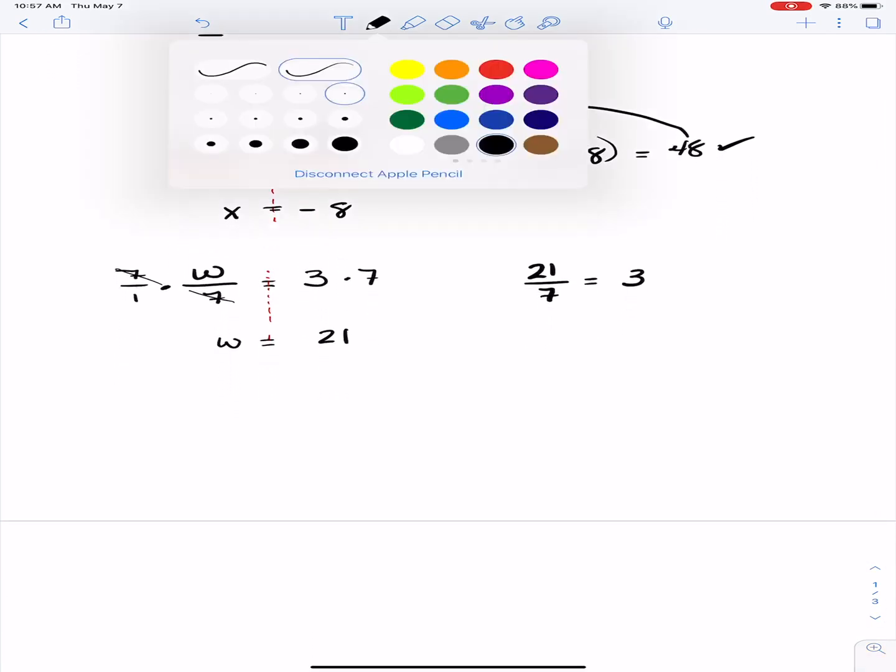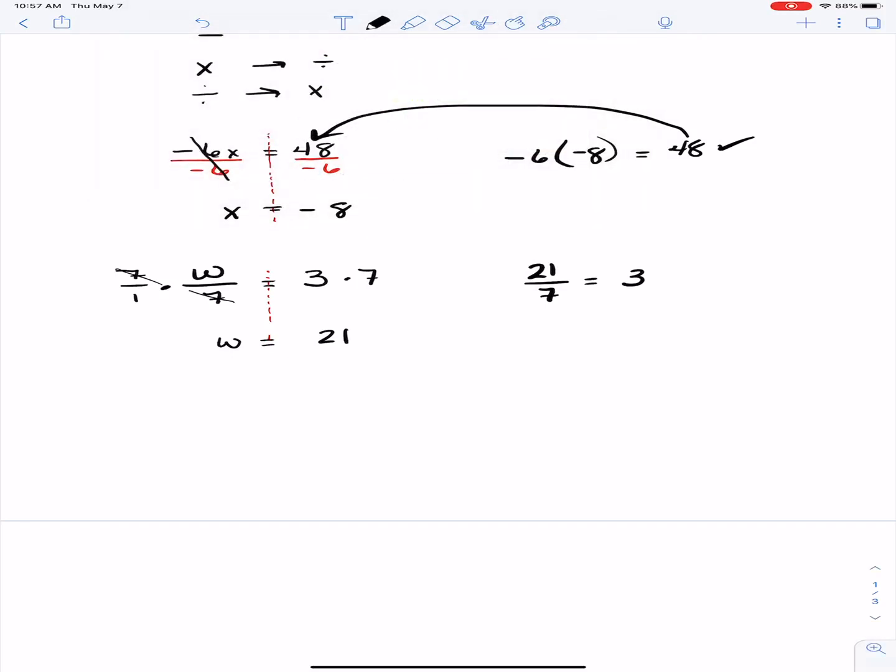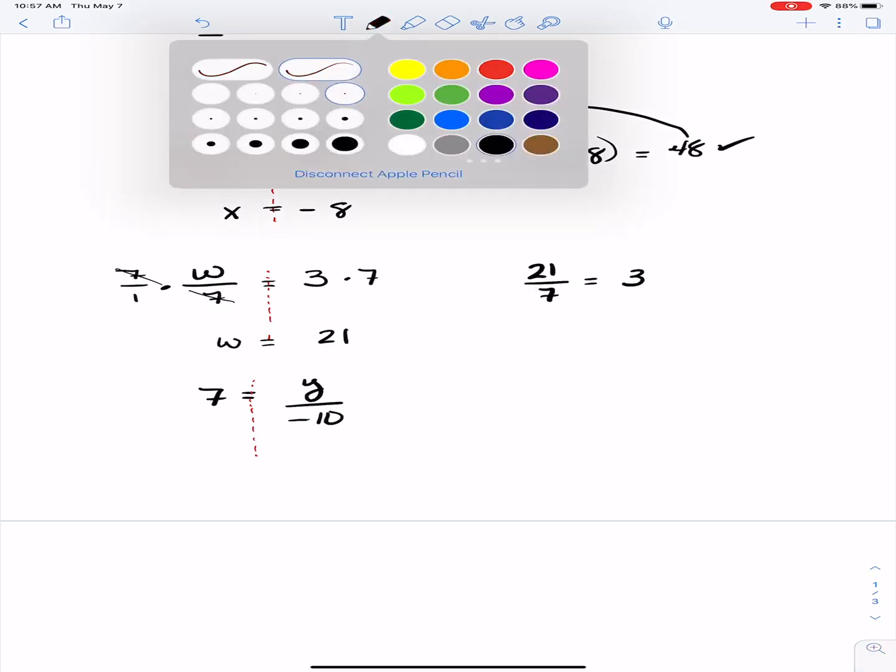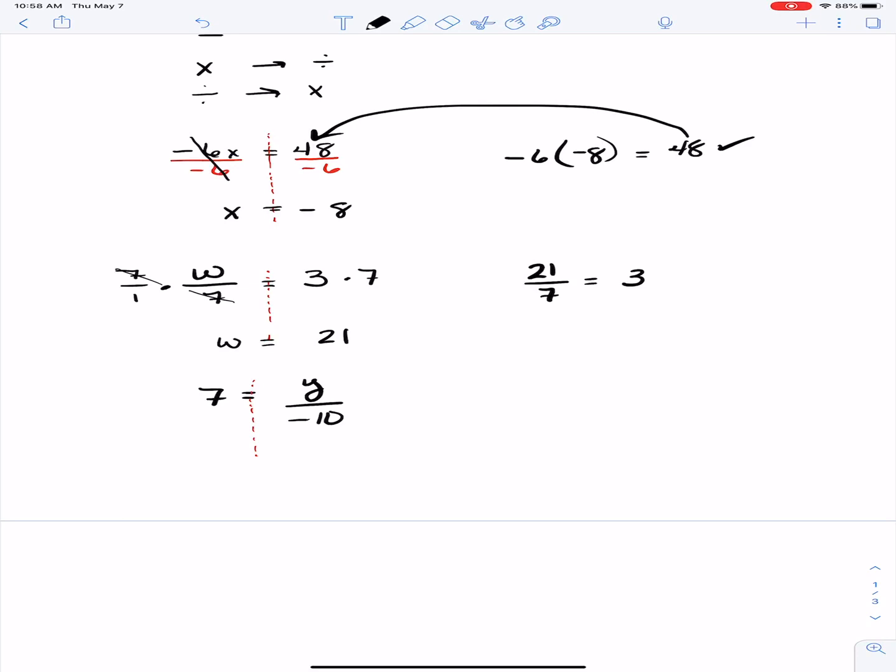How about 7 equals y divided by negative 10. Again, it doesn't matter which side of the equation I have my variable, it is still going to be done the same way. So, our imaginary line through our equal sign. On this side of the equation, y is being divided by negative 10.